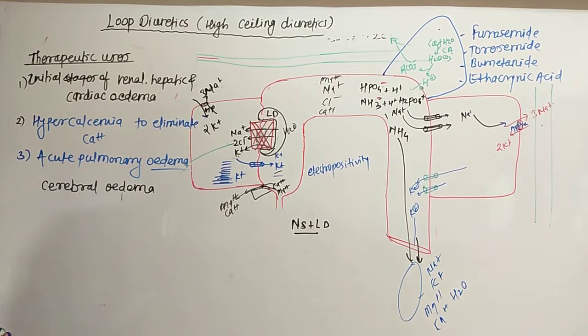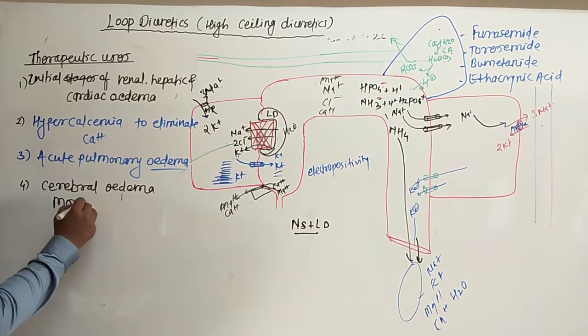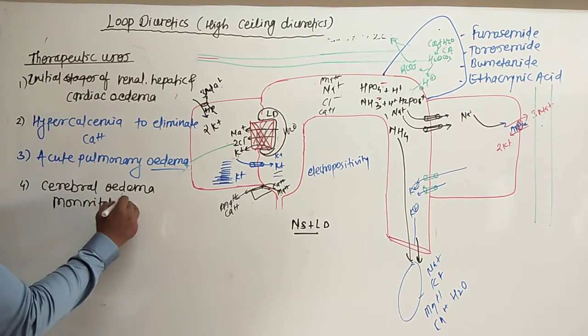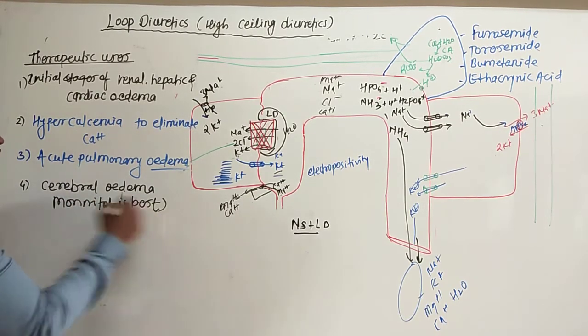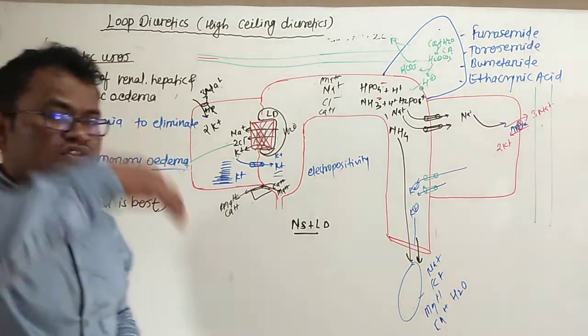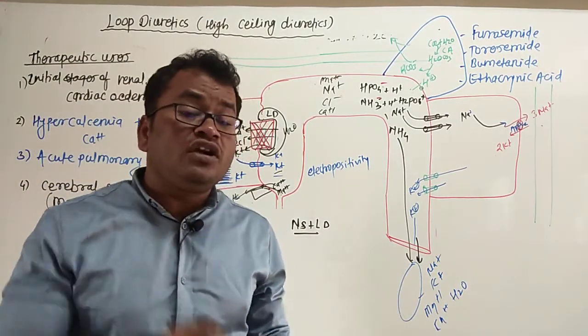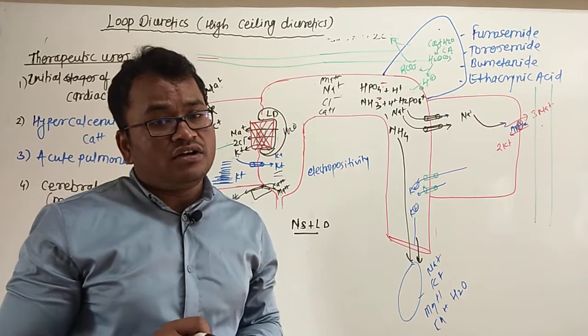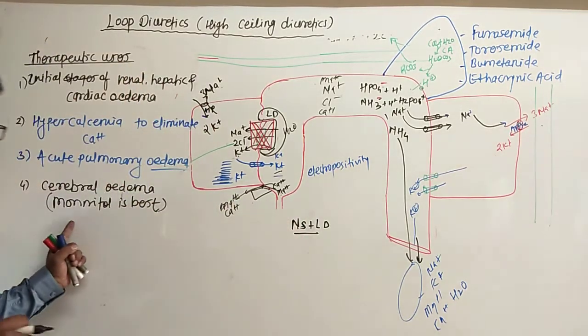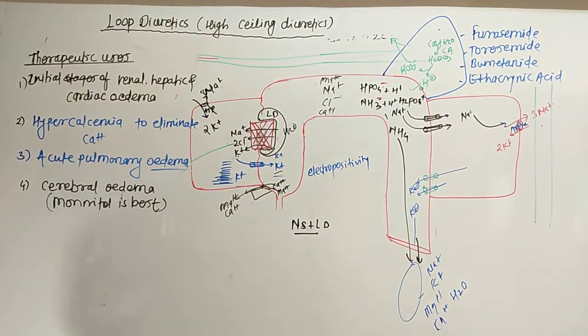Okay, next one is it is also used for cerebral edema. But for cerebral edema, mannitol is the best option to reduce the intracranial pressure. To reduce the intracranial pressure, this drug is best, which is mannitol.